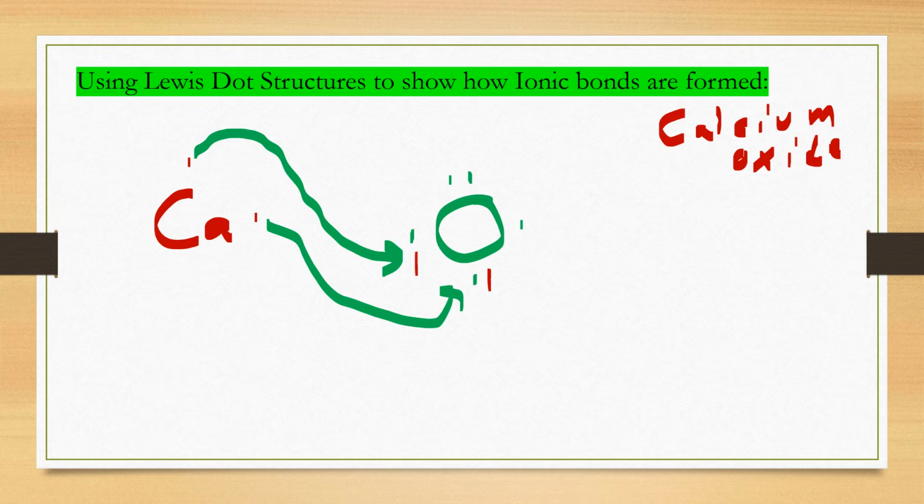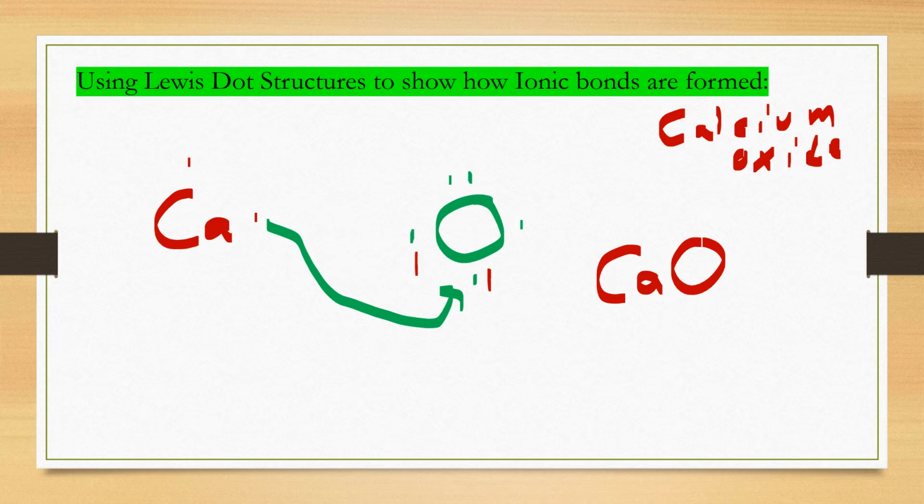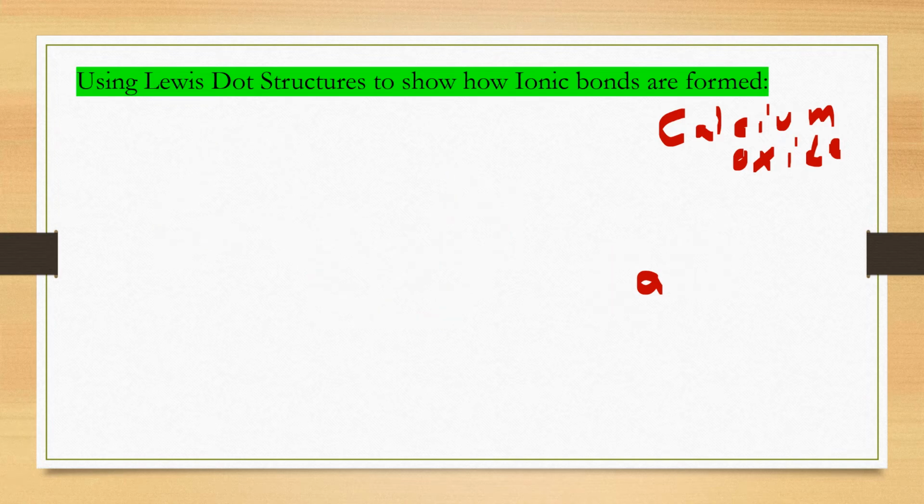So what you'll get there is 1 calcium ion and 1 oxygen. They form a bond, and it's called CaO. That's the formula for it. Okay, let's look at another one of these. We're going to look at a couple of these so you really get the idea of how these work.